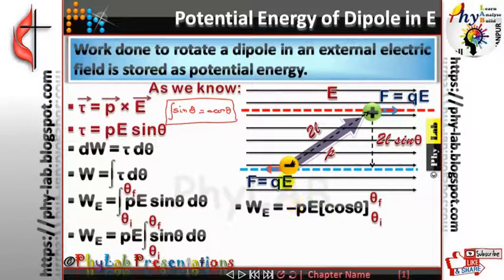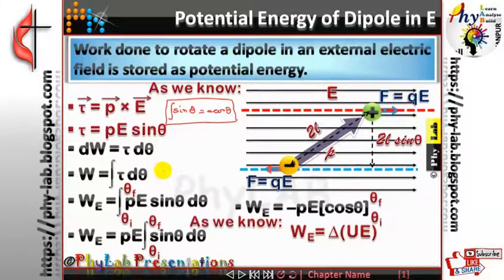Now, friends, whenever some work is done by the field, that work done by the field is always responsible for change in potential energy. So work done by the field, in this case the electric field, will be equal to the change in potential energy.